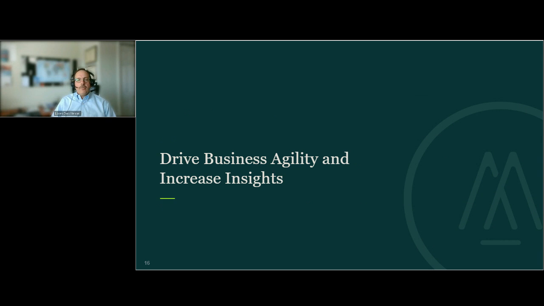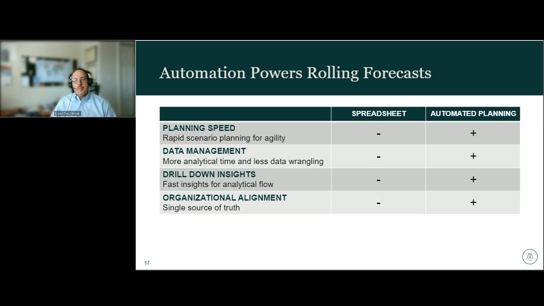So that kind of transitions into business agility. And so, rolling forecasts and business agility are really highly linked here. But what's behind a lot of this is the comparison between what the process is like when you're working within a spreadsheet type process or an automated planning type process. A lot of it comes down to speed.